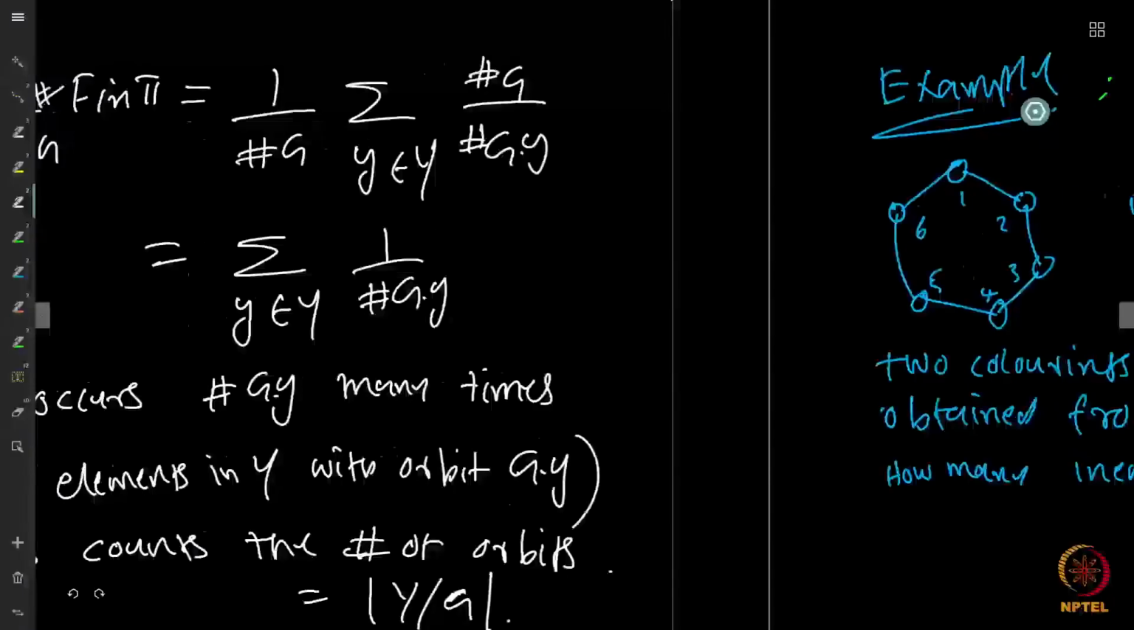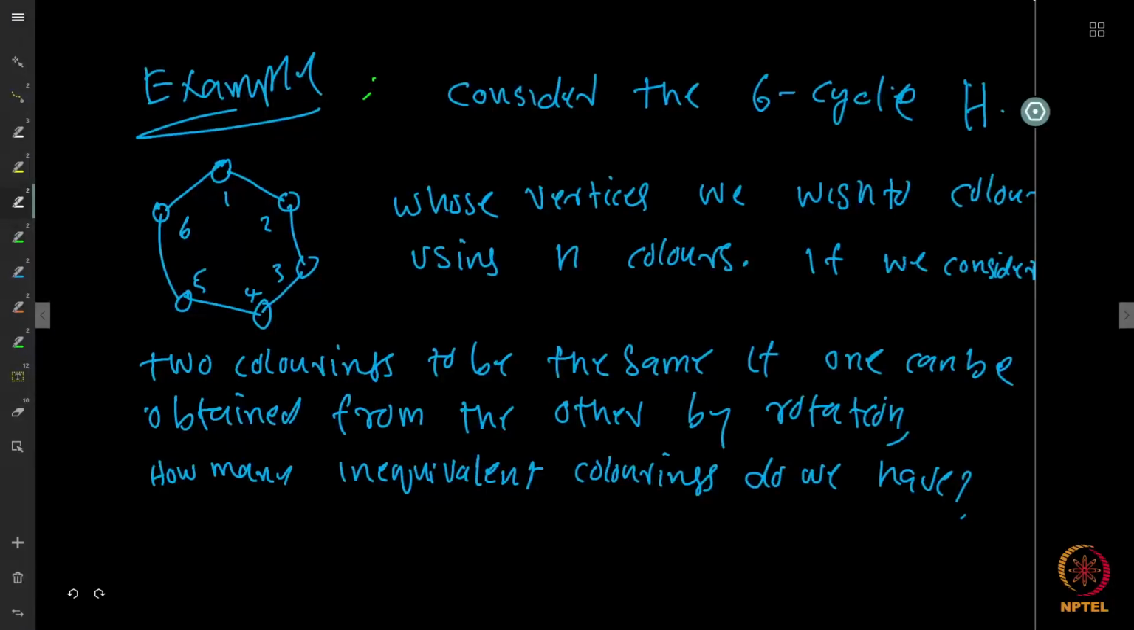Now let us look at an example. Let us look at the 6-cycle. Let us say H, for hexagon, right? The 6-cycle H, whose vertices we want to color using n colors. So you are looking at a regular hexagon where all the sides are equal, so that there is symmetry. Okay. Now we want to color the vertices using a set of n colors.